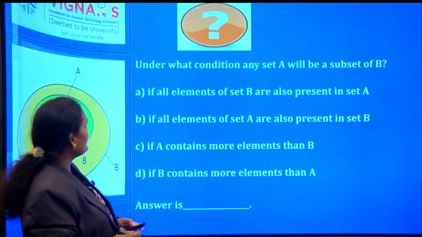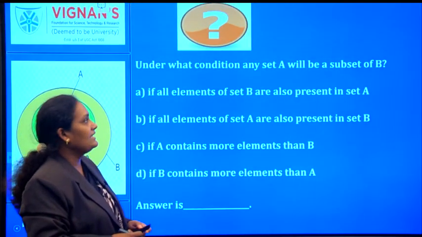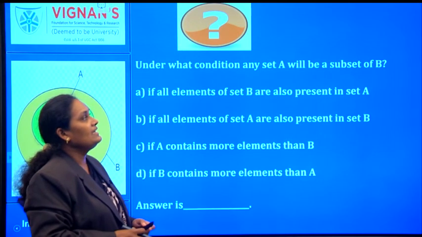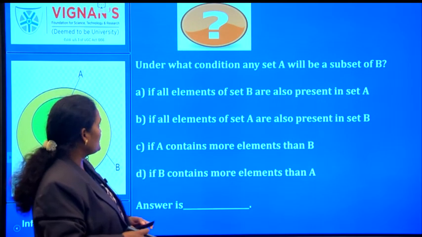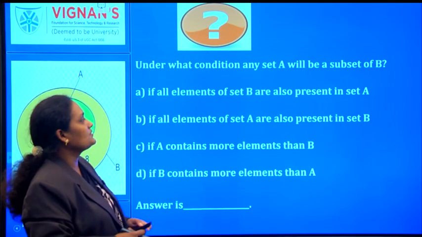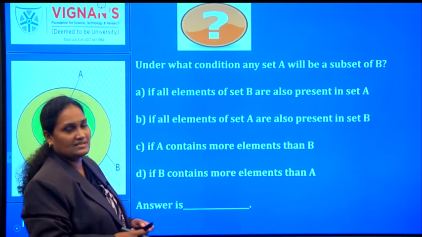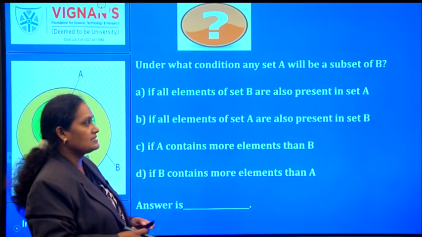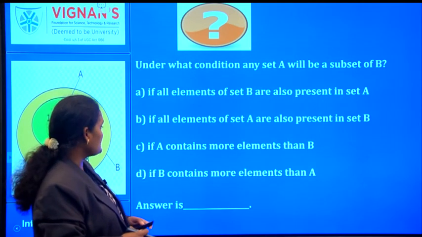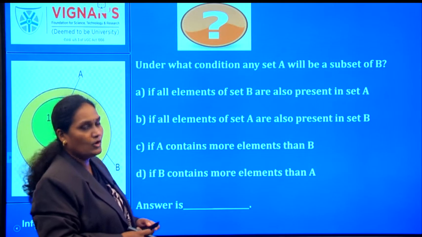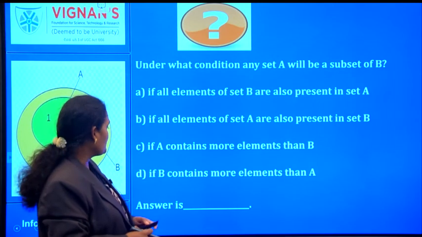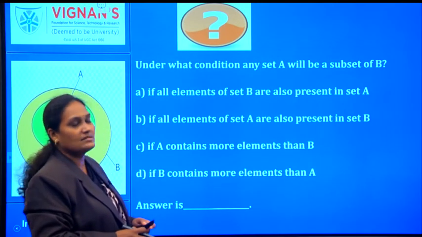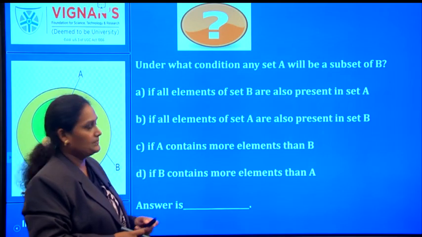The next question is, under what condition will any set A be a subset of B? Option A, if all elements of set B are also present in set A. Option B, if all elements of set A are also present in set B. Option C, if A contains more elements than B. Option D, if B contains more elements than A.